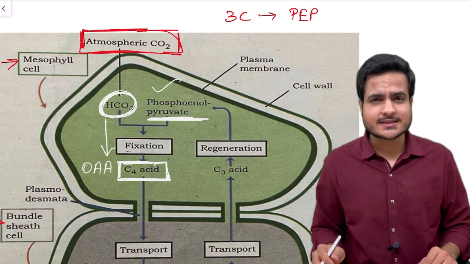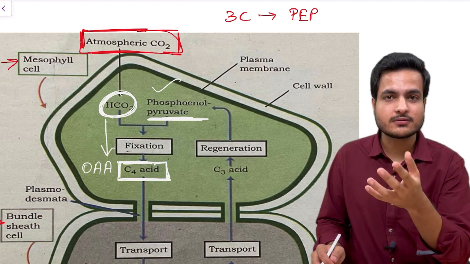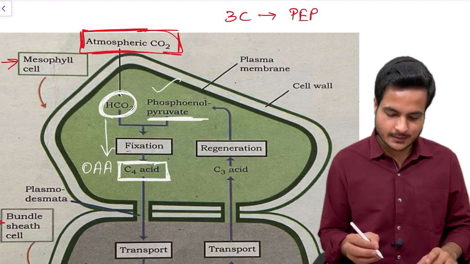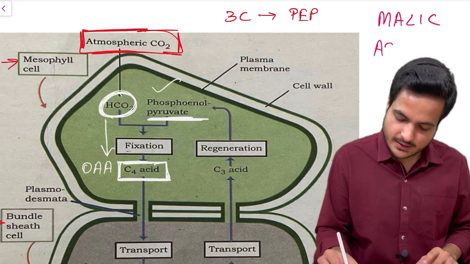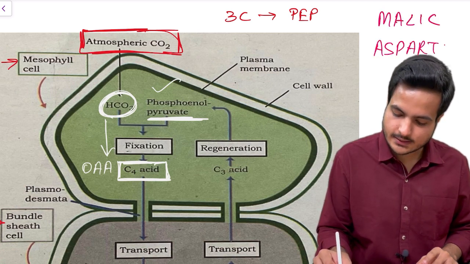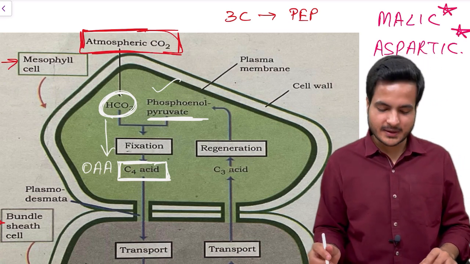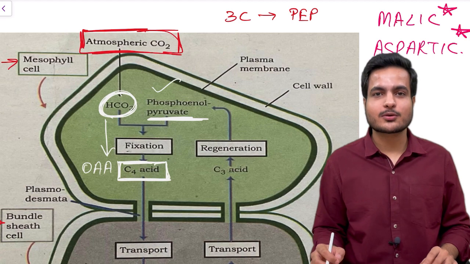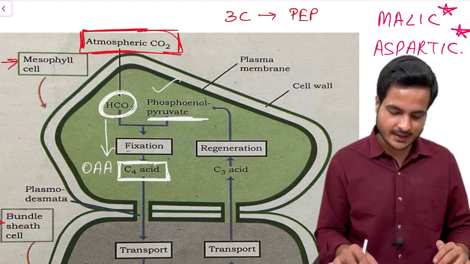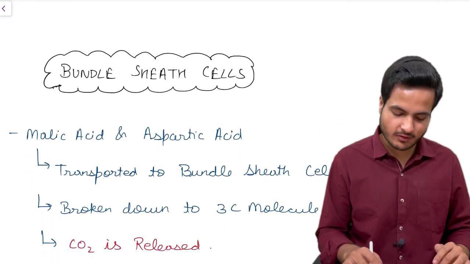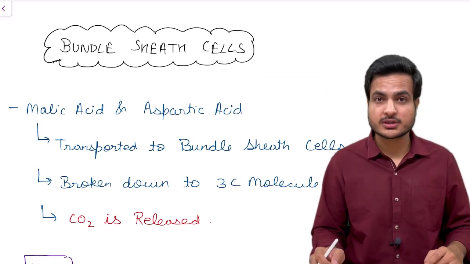This oxaloacetic acid has other 4-carbon acids as its friends: malic acid and aspartic acid. These two acids have a key role to perform. We'll be dealing with it shortly while discussing the role of bundle sheath cells. So till now we have completed the first half of the cycle. Now let's move to the second half of the cycle: how and why bundle sheath cells are so important for this pathway.